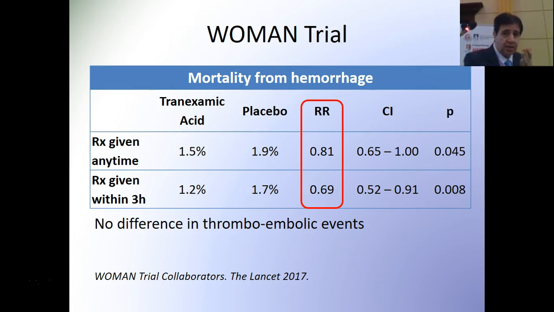In this one, this is mortality from hemorrhage from obstetrical reasons. So tranexamic acid works, and actually it is one of the changing guidelines that we need to think about now with obstetrical or gynecological hemorrhage.